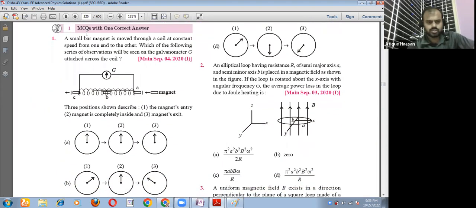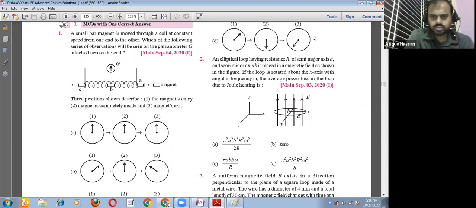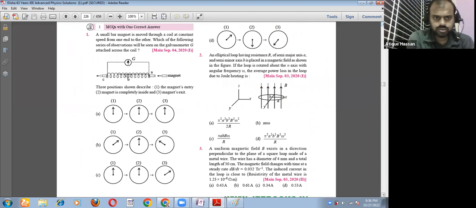So let's do some JEE questions. Question number one. This is a JEE Main 2020 question. Try to solve this question. Both of you try this question number one, the JEE Main 2020 question.